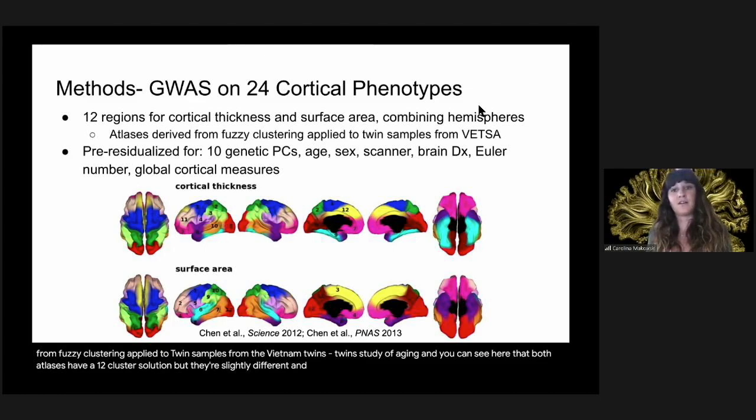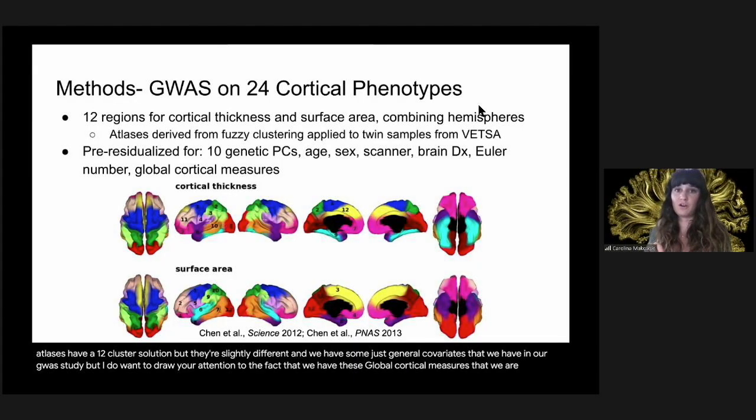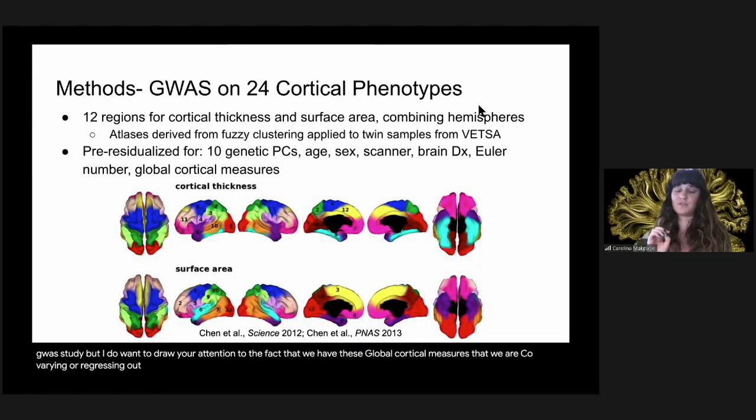And we have some general covariates in our GWAS study, but I do want to draw your attention to the fact that we have these global cortical measures that we are covarying or regressing out. So this is mean thickness and total surface area. And we found that statistically, these measures are really important to control for because they contribute significantly to our model.